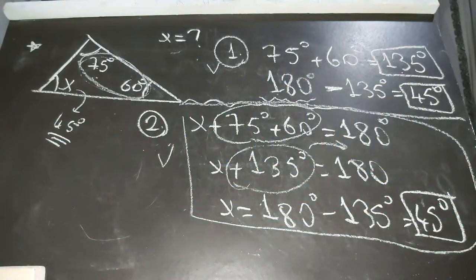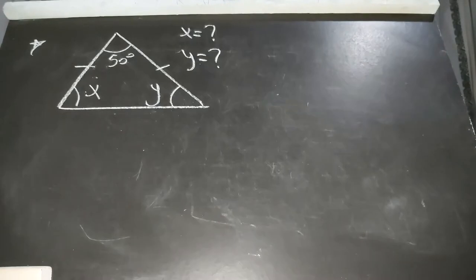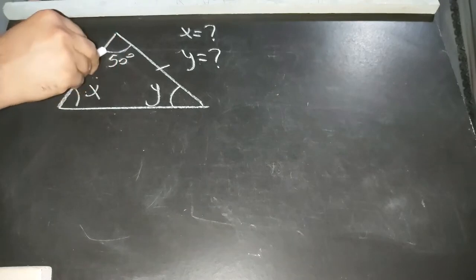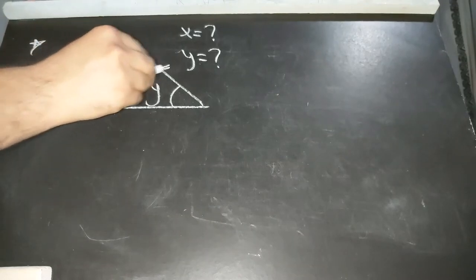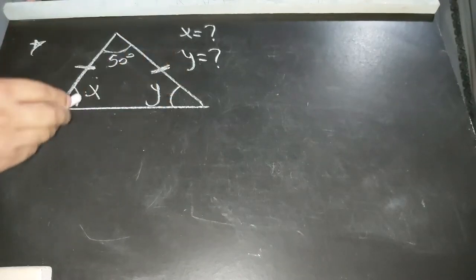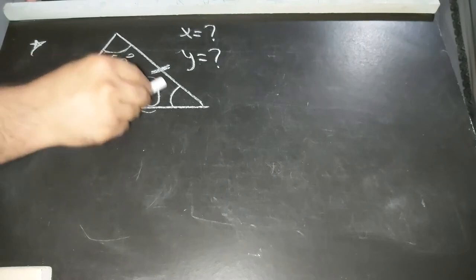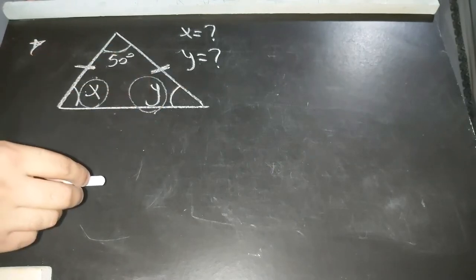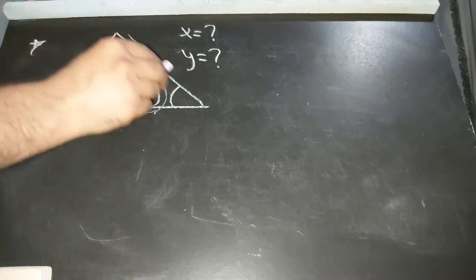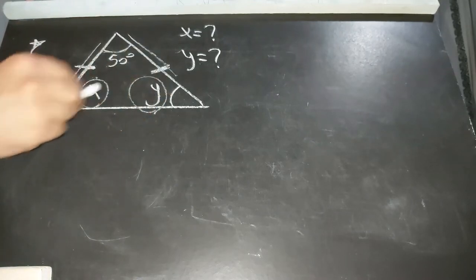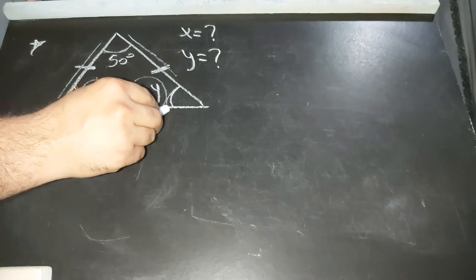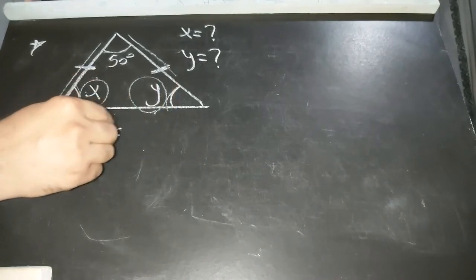So right now let's solve another question. My next question is that this information is given, and the question is asking me what is x and what is y. Remember, I told you in an isosceles triangle, this side and this side and this angle and this angle are the same. That means x equals y then.